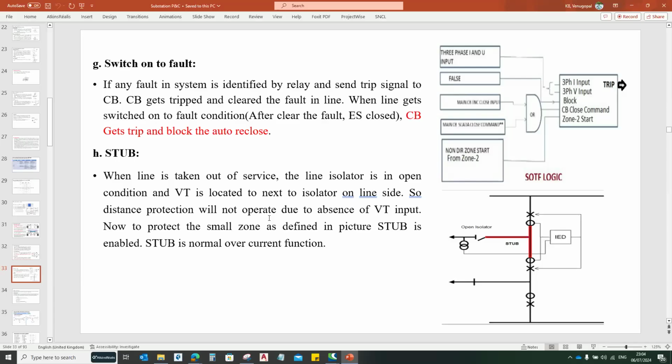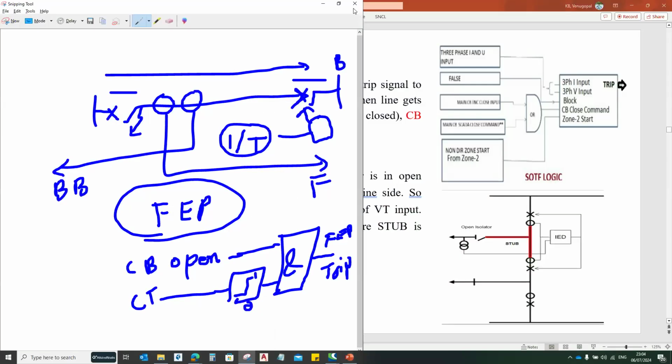Then stub protection. Stub protection looks similar to the feeder end fault, but the difference is that stub protection will be interlocked with the disconnector status. Let me show this. As I told earlier, here will be your line disconnector. This is your circuit breaker and this is your line disconnector, but the CTs are located here. Let us assume that this is your busbar protection and this is your feeder protection, and the CTs are located here. Okay, and the fault is here.